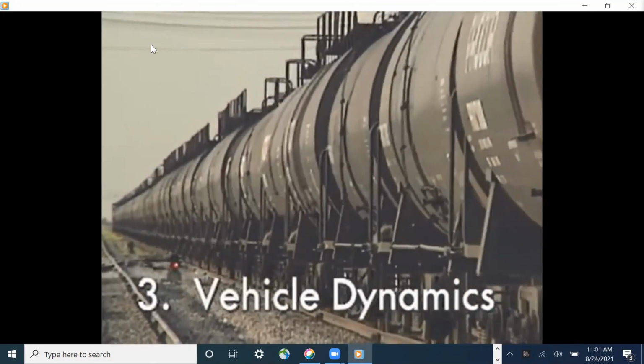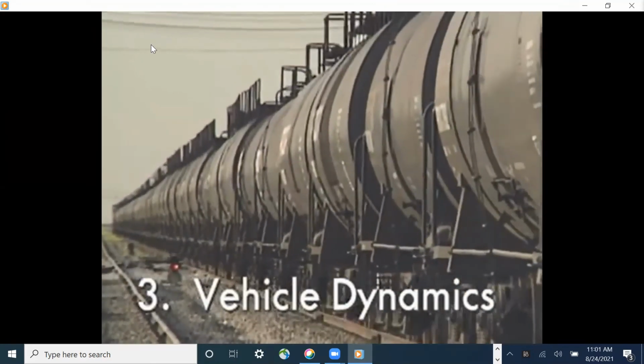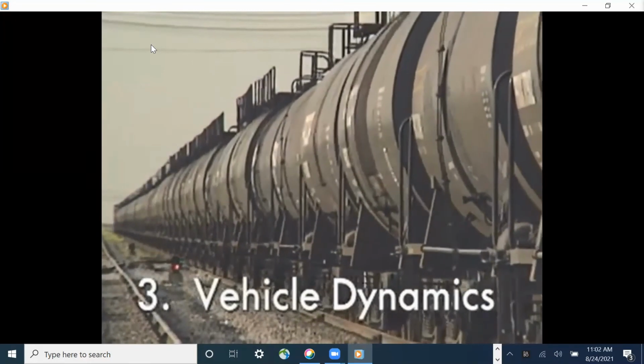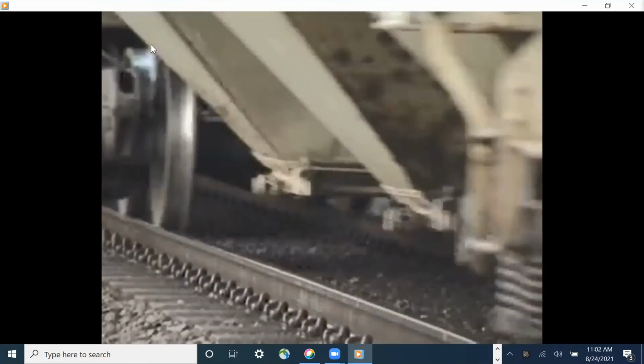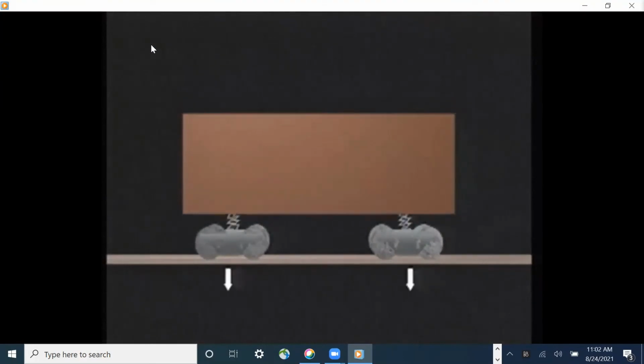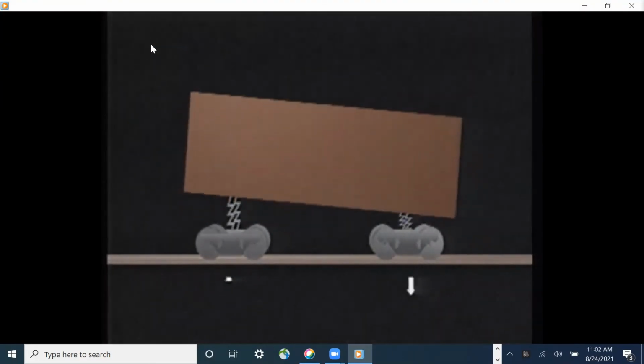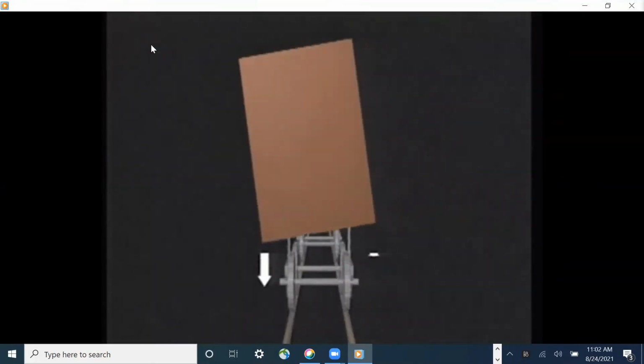Vehicle dynamics contribute primarily to varying vertical force at the wheel-rail interface. The suspension of rail cars permits the car bodies to bounce up and down, pitch, and to roll from side to side.